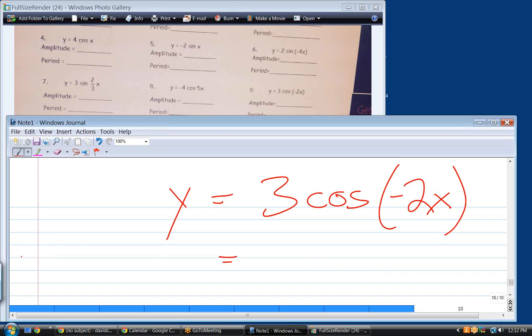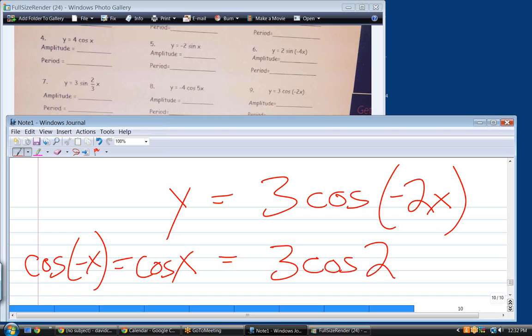Remember that cosine is an even function. Oh, right. So that means cosine of minus x equals cosine of x. Okay. So how do I handle that negative sign? You just ignore it. Exactly. Let's rewrite it. It's the same as this. Okay.